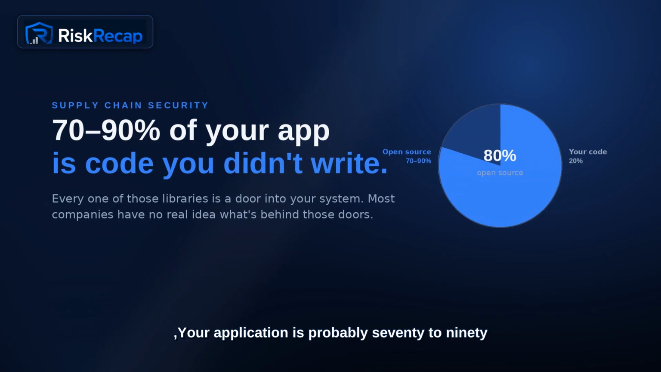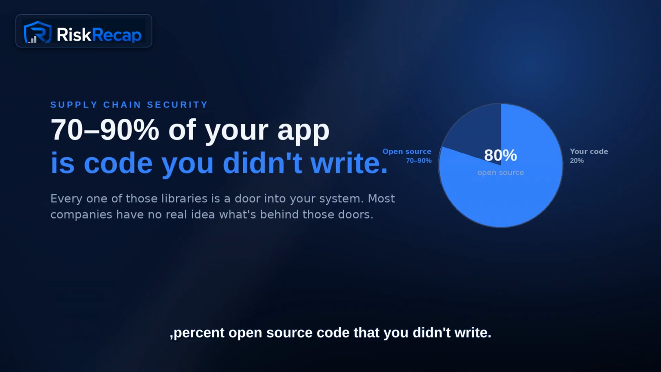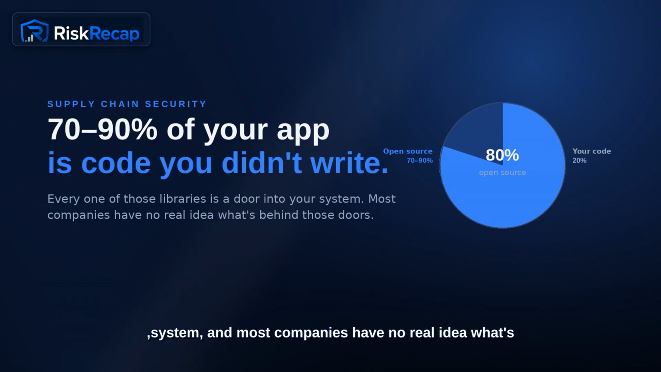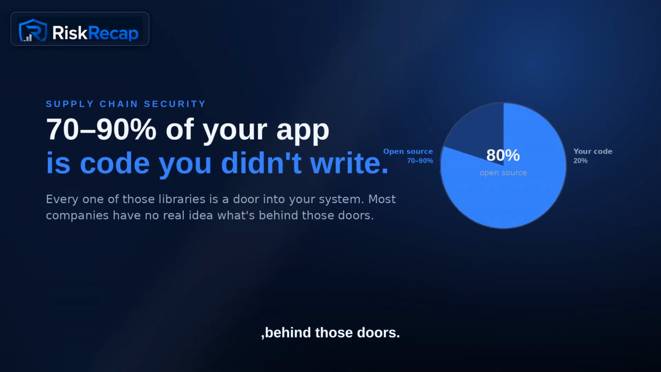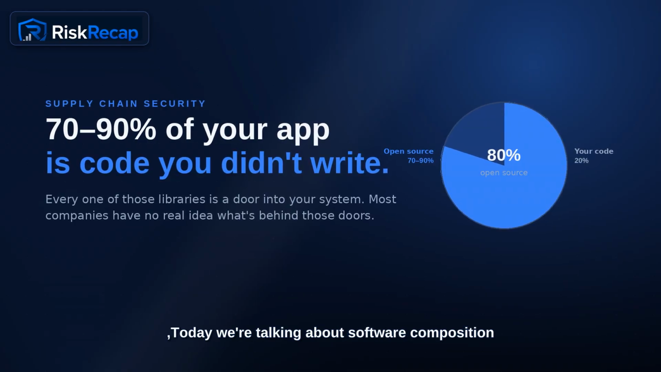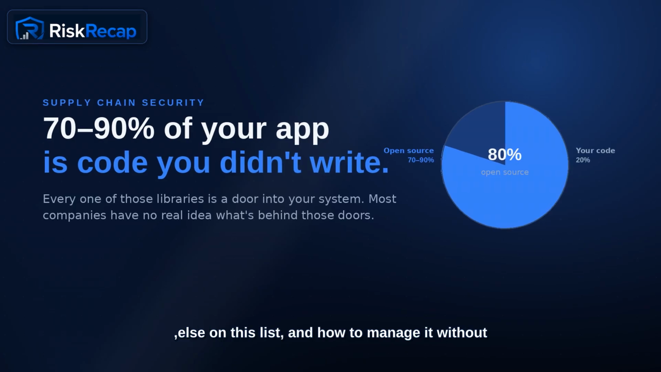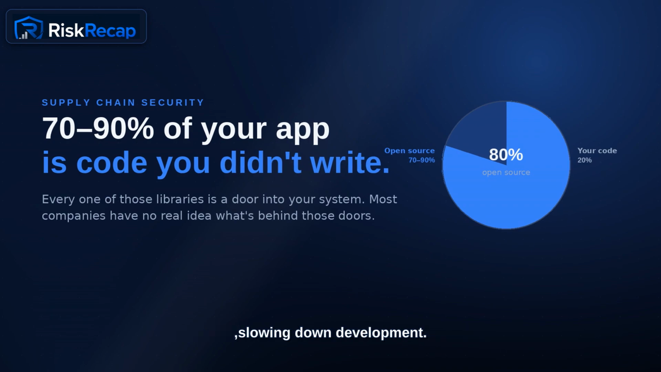Your application is probably 70 to 90% open source code that you didn't write. Every one of those libraries is a door into your system, and most companies have no real idea what's behind those doors. Today, we're talking about software composition analysis, why it matters more than almost anything else on this list, and how to manage it without slowing down development.